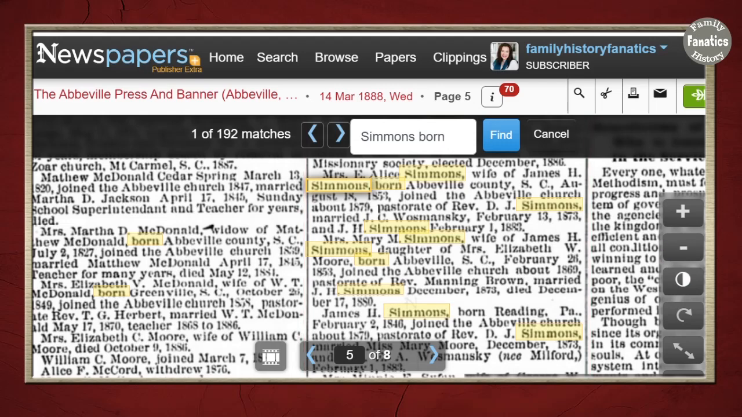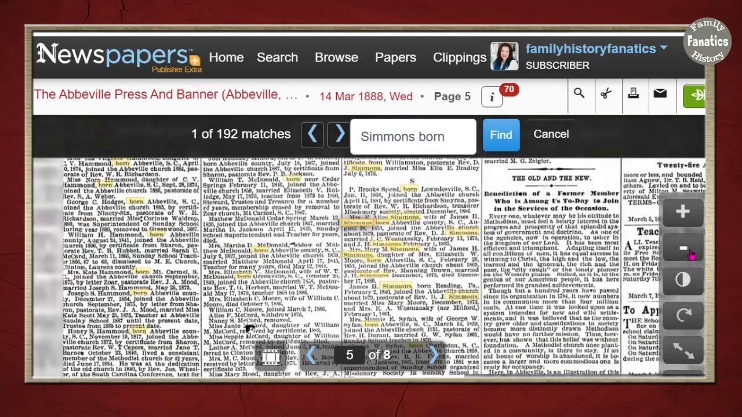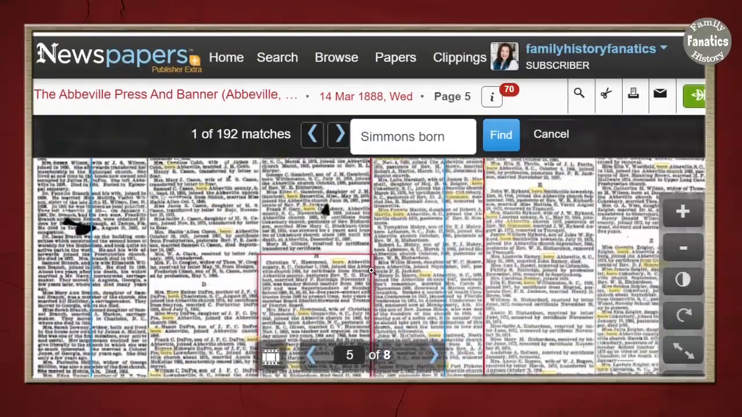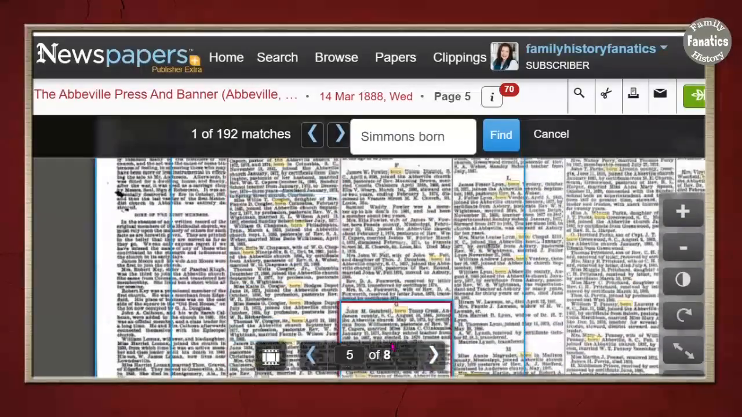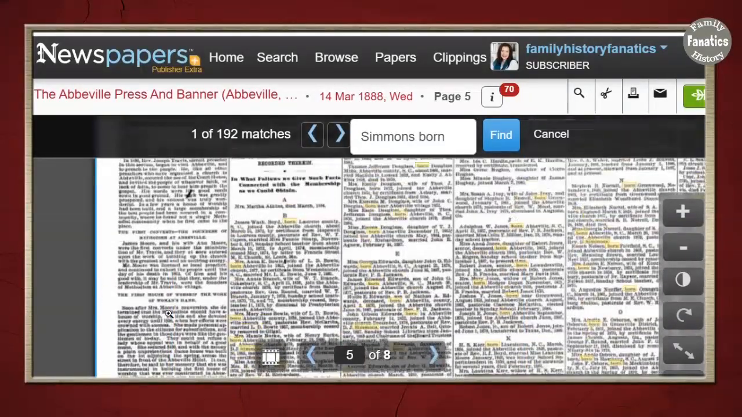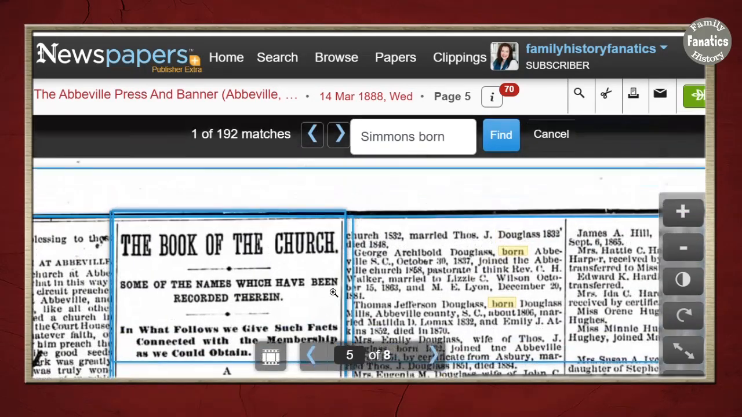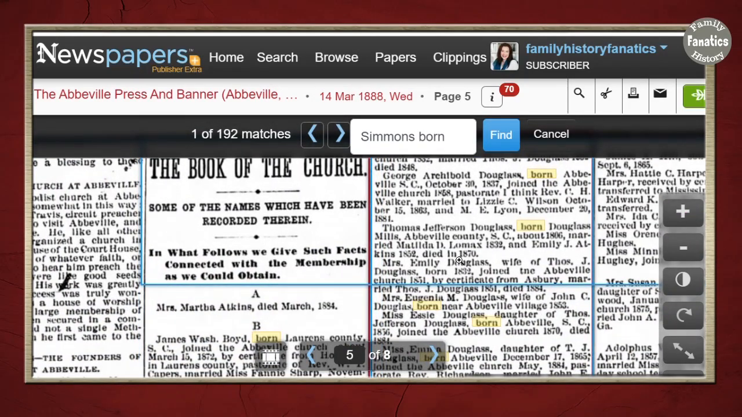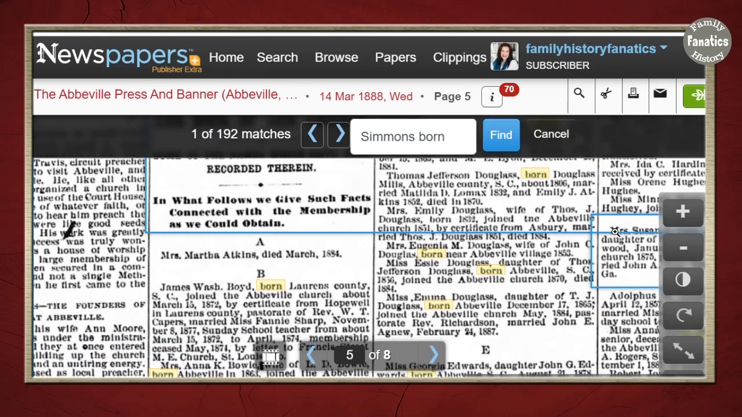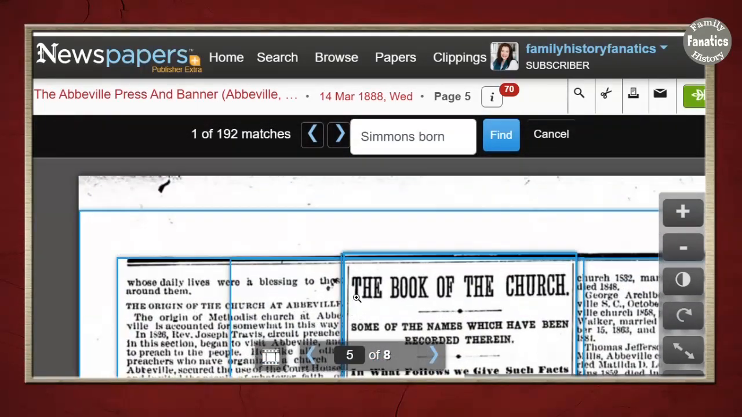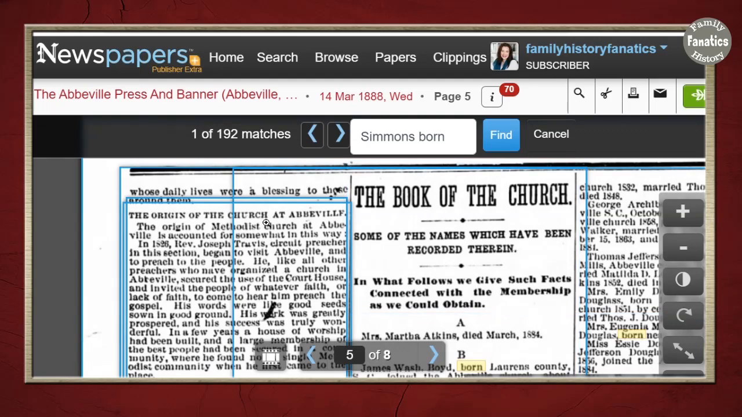Well, that's when we need to zoom out and answer that question, because I start to see this letter S and a letter R and a D, and I keep climbing over to the left and check out what this says. The Book of the Church. Some of the names which have been recorded therein. In what follows, we give our facts connected with the membership as we could obtain. So this is the origins of the church at Abbeville, which is a Methodist church.